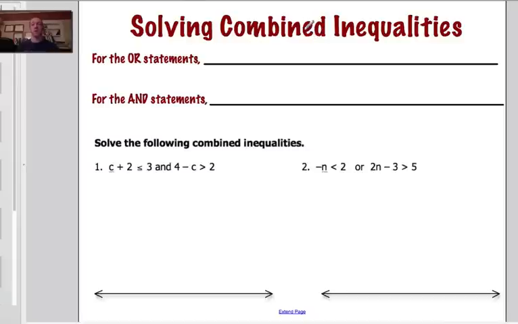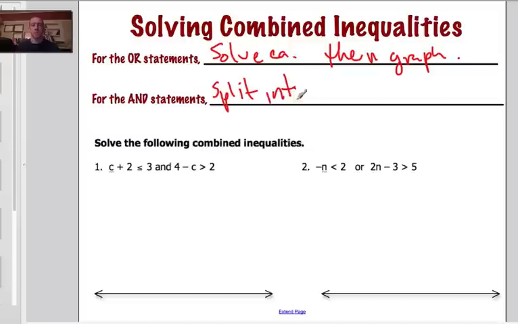Alright, so for solving combined inequalities or compound inequalities, what we want to do is for the OR statements, we just solve each individually, then graph. Okay, with the AND statements, we split into two if it's not, and then solve each, and then graph. And the final graph is the overlap of the two.